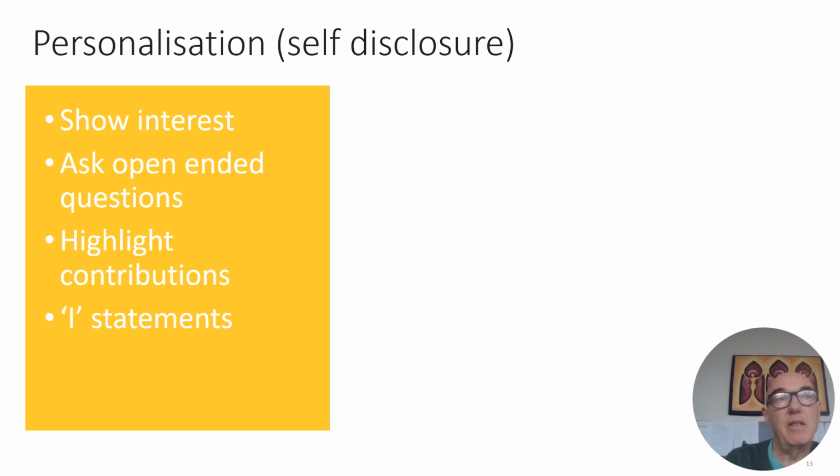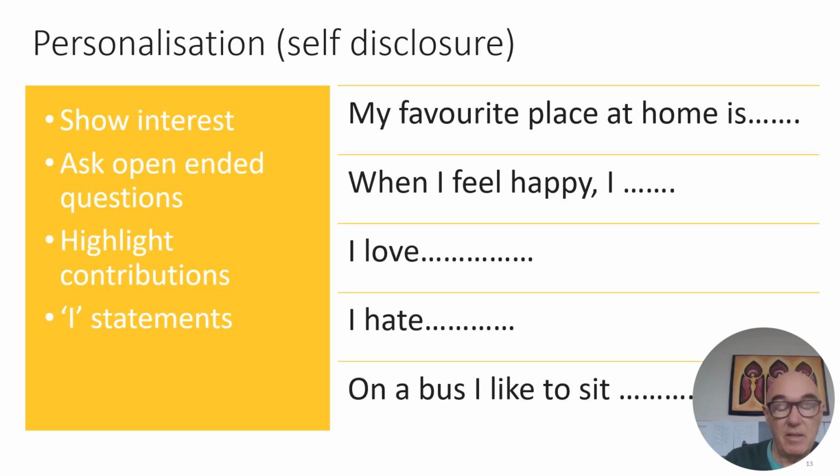And an activity that I like is what I call I statements, where essentially you have sentence stems, which the learners complete for themselves. So, for example, my favorite place at home is in front of the television, by the fire. So they can be practicing specific language, like prepositions of place or describing. So number one and five are describing spatial relations.